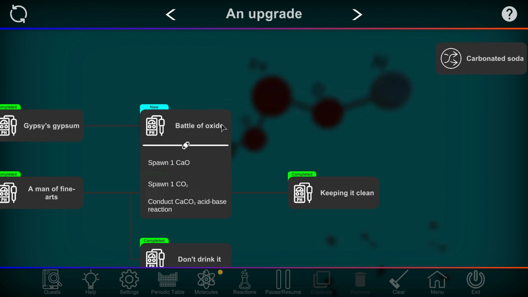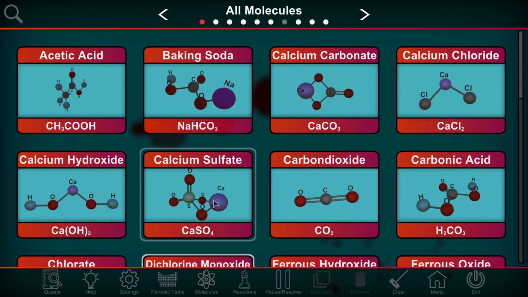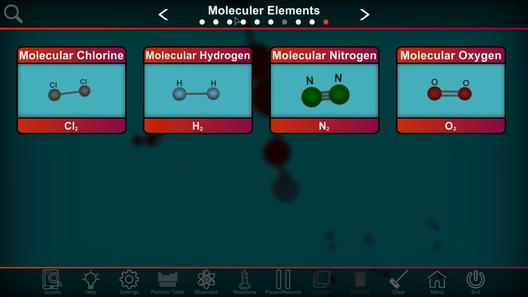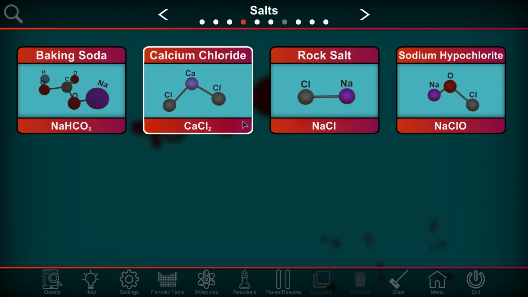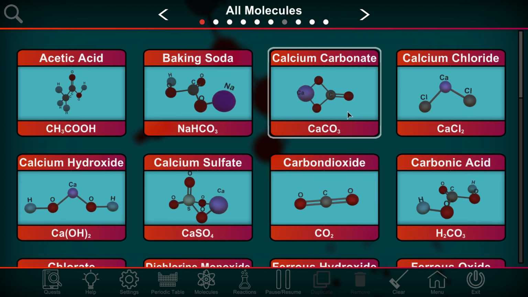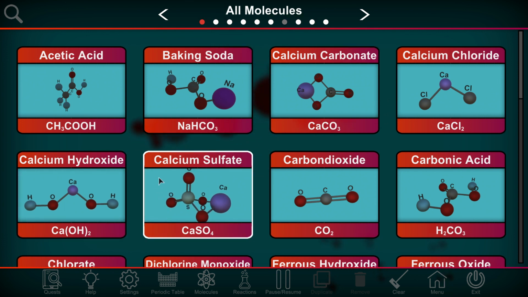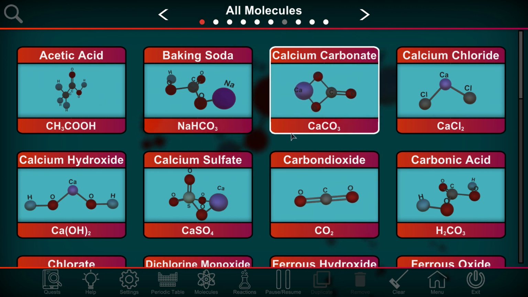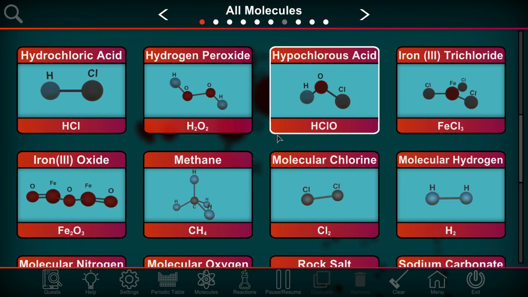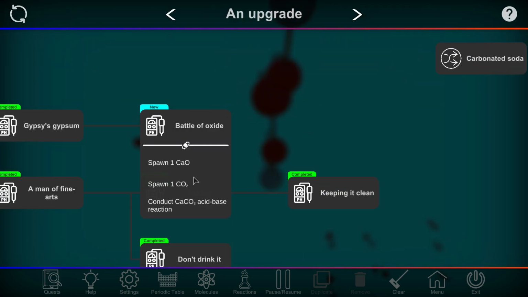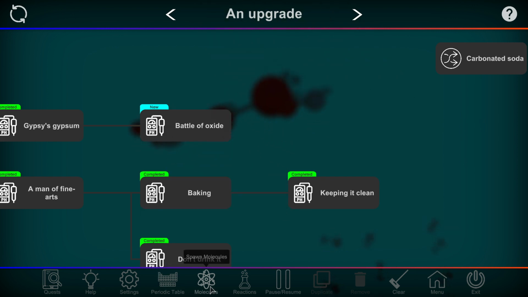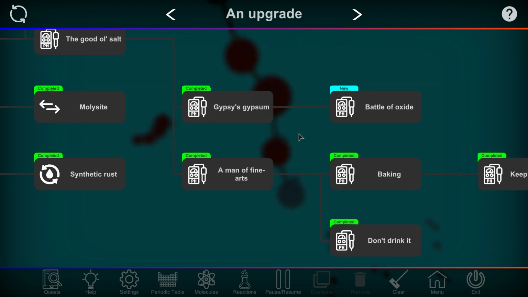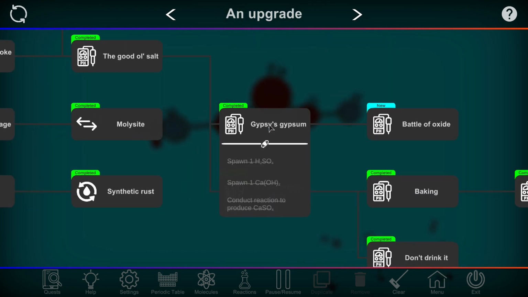So here we have calcium carbonate, or sorry, gosh, calcium oxide and carbon dioxide. Okay, do I have, wait, I was looking at this earlier and I don't think I have calcium oxide. It's a salt, I'm pretty sure. Let's see here, calcium oxide, no, I don't have it. So that means I'd still have to make calcium oxide first. I can't just spawn it though, I don't have it. Was I supposed to make it during the gypsum?